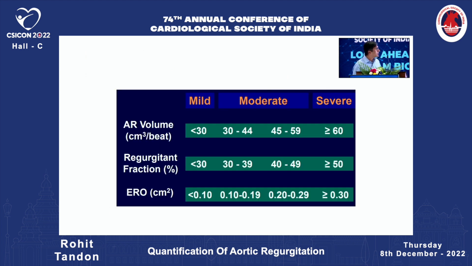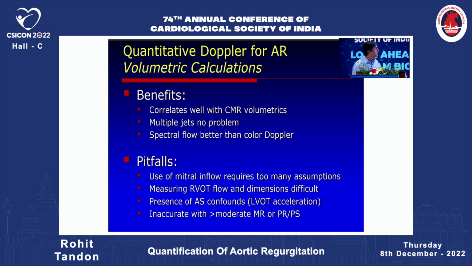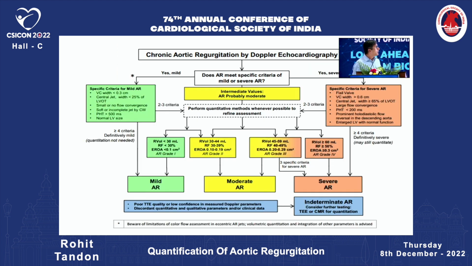And then AR can be divided into mild, moderate, severe based on these values, and this is how we can classify mild, moderate, severe. The benefit of quantification is that it correlates with the CMR volumetrics. Multiple jets, there is no problem, and spectral flow is always better than the color Doppler. So according to guidelines, this is the chronic AR, where what we measure quantitatively is basically the intermediate values of the AR. Mild AR is simple, severe AR is also very clear cut, but this is the intermediate values where the quantitation methods are used.